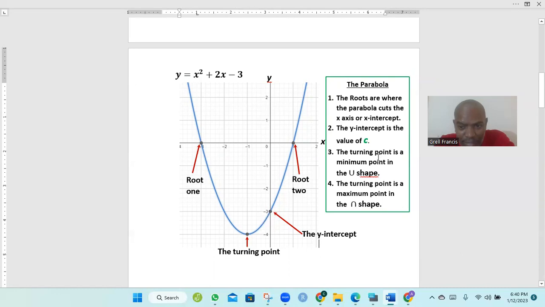The turning point is a minimum point in the U-shape. So this one is a U-shape. From left to right, it's coming down, and then it turns and it comes back up. So that point is a minimum point, the lowest point. Now, the turning point will be a maximum point if the parabola was an N shape.